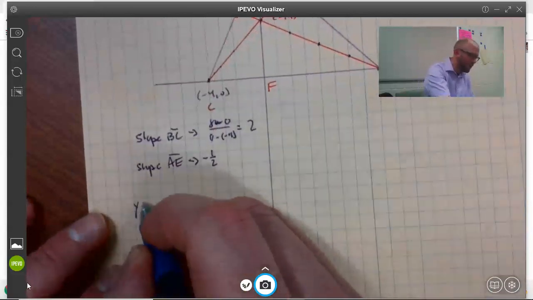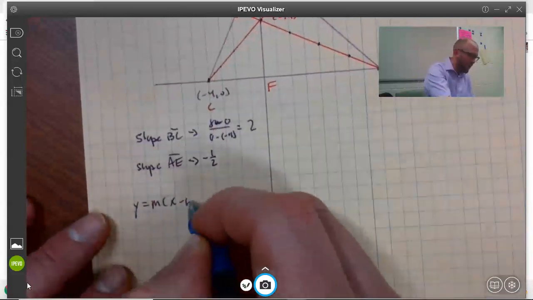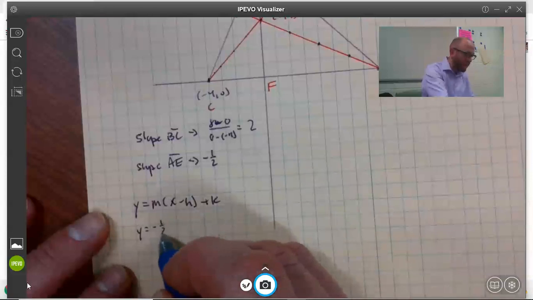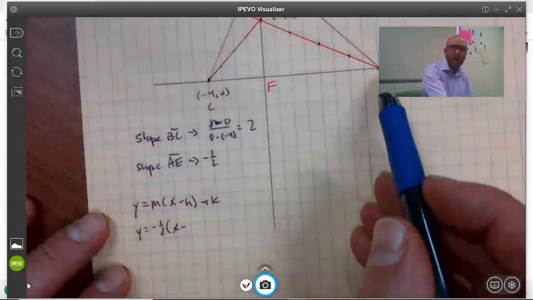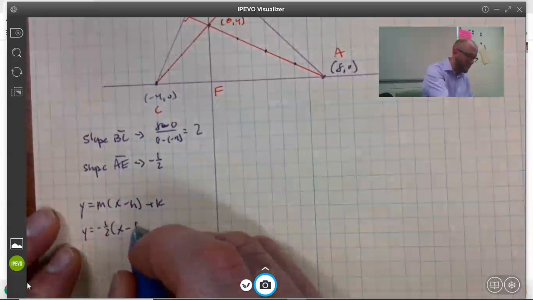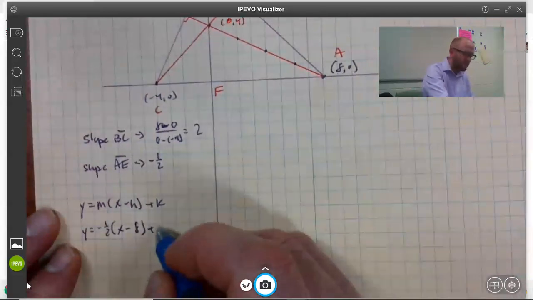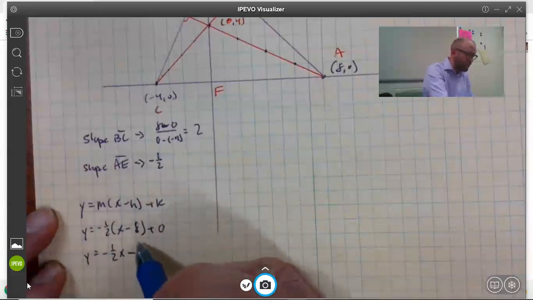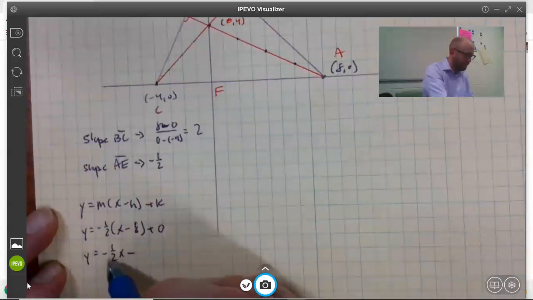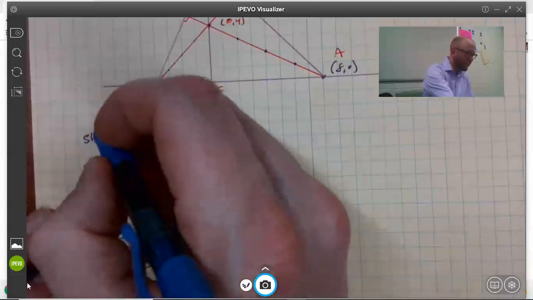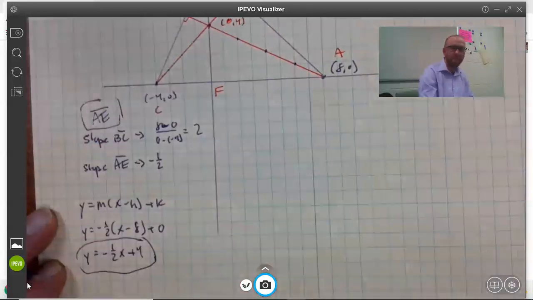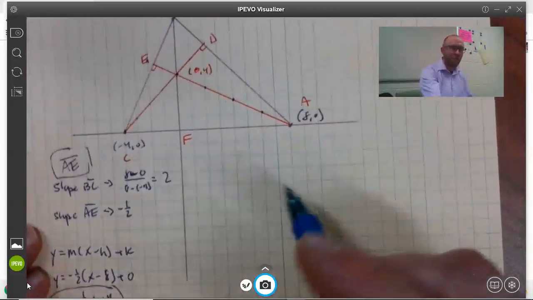So the equation y equals m(x minus h) plus k. Slope is negative 1/2, x minus, well, the point we have is 8, 0. So y equals negative 1/2 x plus 4. So there's our equation for AE.